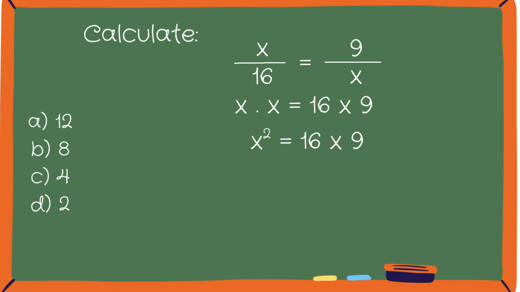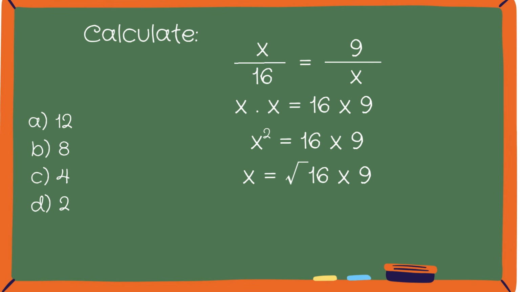Now look what I'm going to do. I'm not going to do this calculation because I'm going to do something more interesting. Look, I'm going to take the square root of this x squared. Clearing the x, the square root appears on the other side like this. Look, x is going to be equal to the square root of 16 times 9.